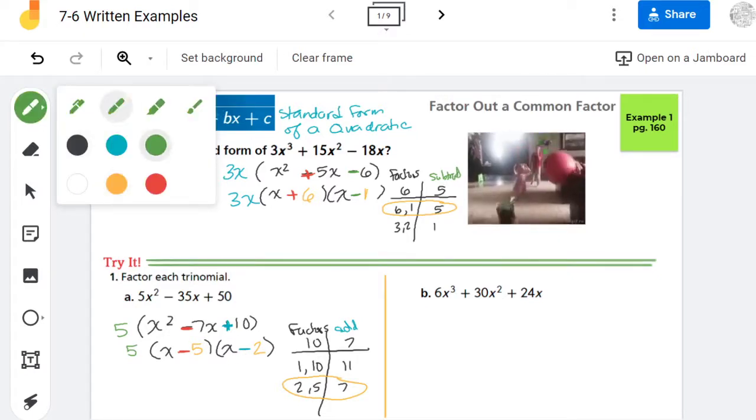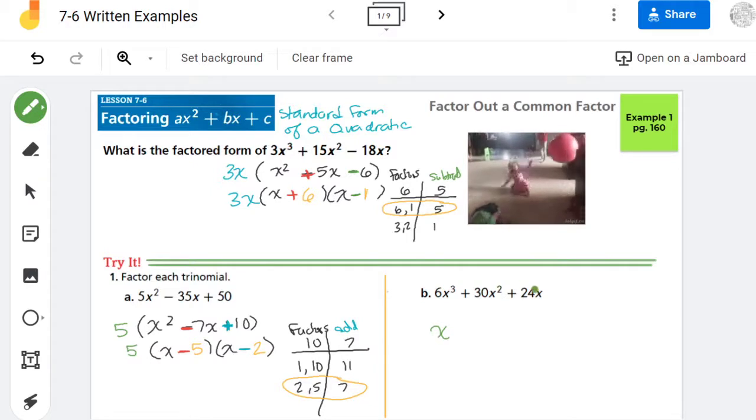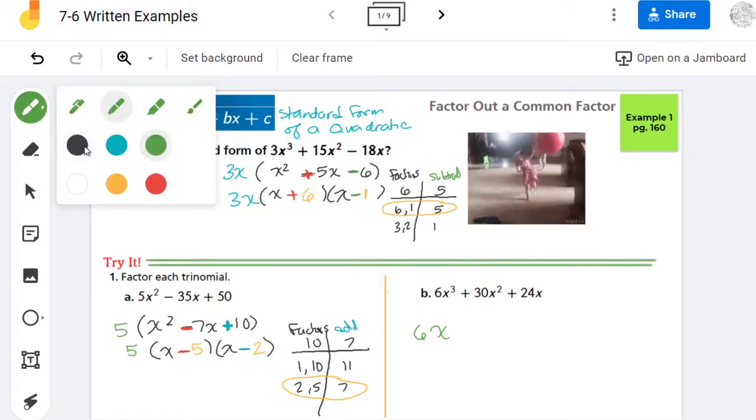All right, let's try this one more time. On this one, you can see my exponents. I have x cubed, x squared, and a linear term. That means I definitely need to factor out an x to make it into a quadratic. Then if I look at the numbers, 6, 30, and 24, I know that 6 goes into both 30 and 24, so I'm going to factor out a 6 as well.